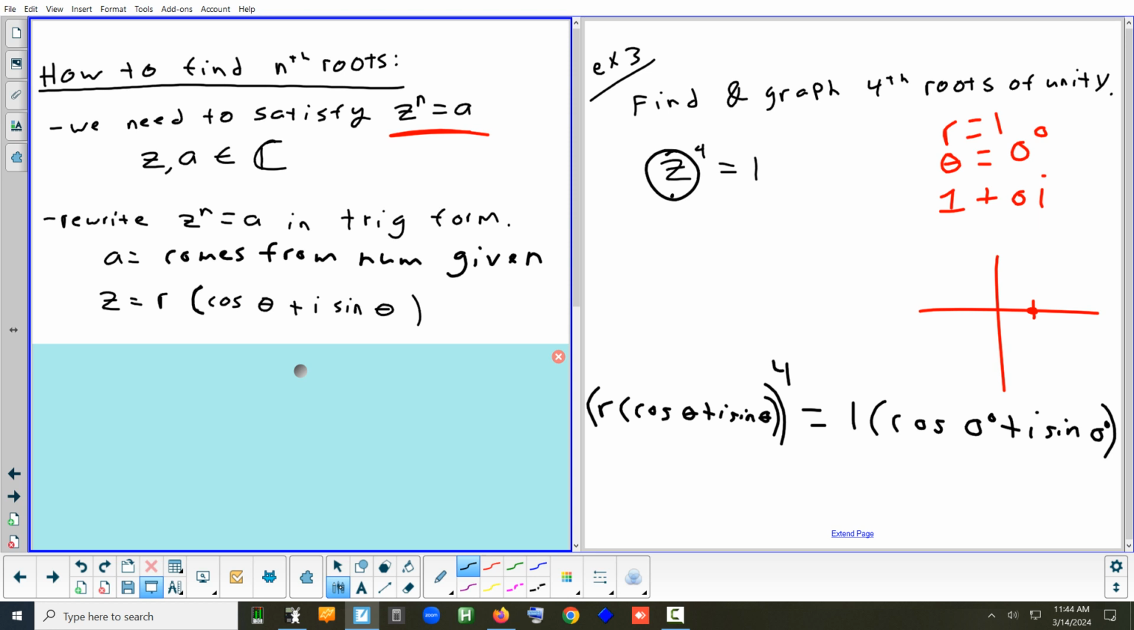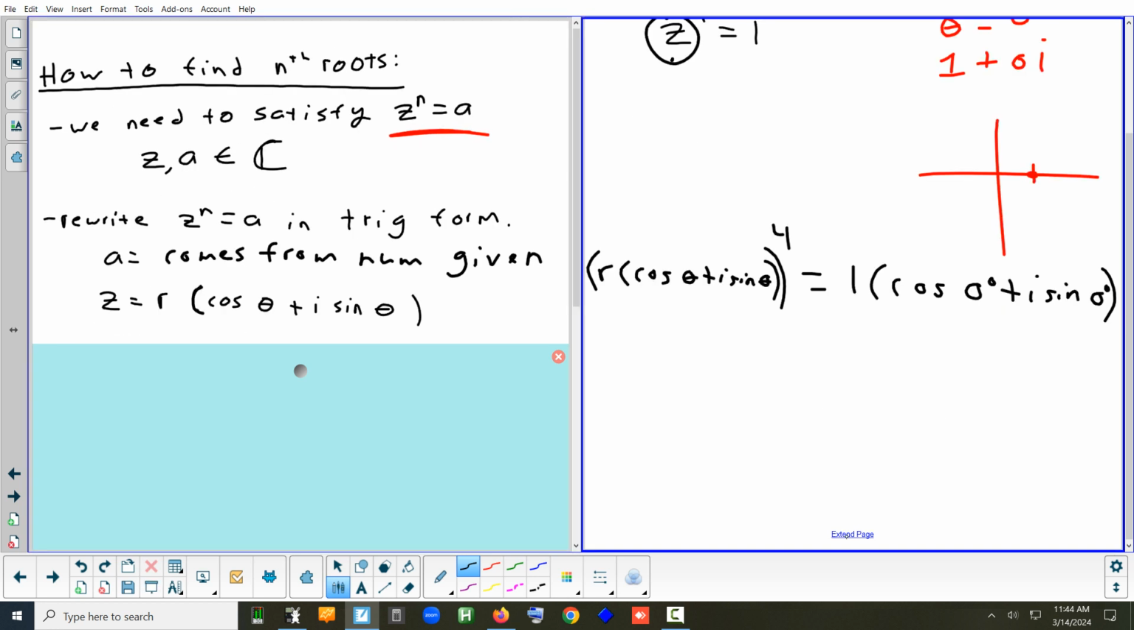Now, what can I do on the left-hand side that we just learned? Now you can do theta plus 4 for cosine and sine. So let's start with r. r to the 4th power, cosine 4 theta plus i sine 4 theta. That's what the left-hand side turns into.